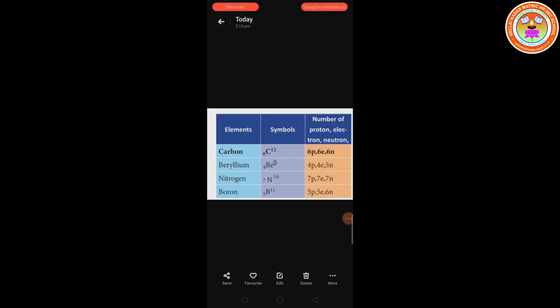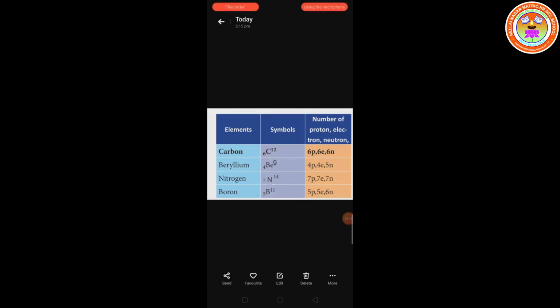So how can you calculate atomic number? Atomic number is nothing but number of proton or number of electron. Both become equal. How do we calculate mass number? Sum of proton and neutron.